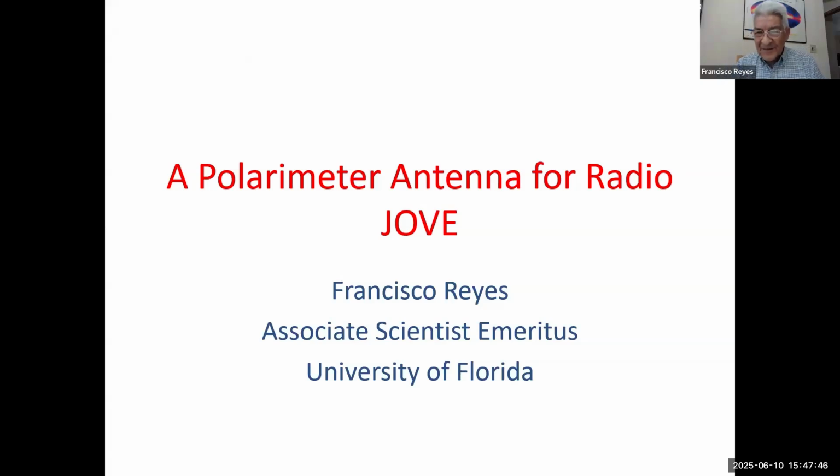Sorry for the hiccups. All right, so I'm going to talk a little bit about a polarimeter antenna. Some of us are using this type of antenna, and I think you saw some of the plots there using this antenna. So I'm going to talk a little bit about this antenna and probably end up with something like a challenge for using the Jupiter polarized emission.